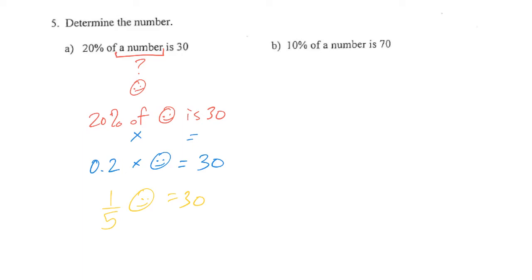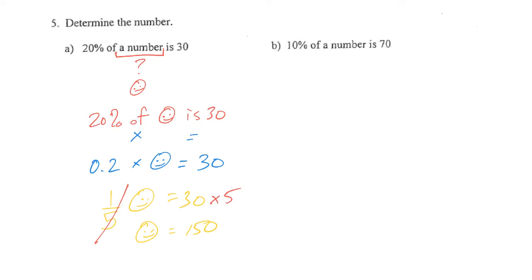Some of you now can see, well, then how do we figure out what happy face is? Well, I need to get rid of that divide by 5. How do you get rid of divide by 5? Well, what's the opposite of divide by 5? Multiply by 5. So if I want to get rid of that, then I need to multiply the other side by that value. And what's 30 times 5? There you go. We found out happy face equals 150.